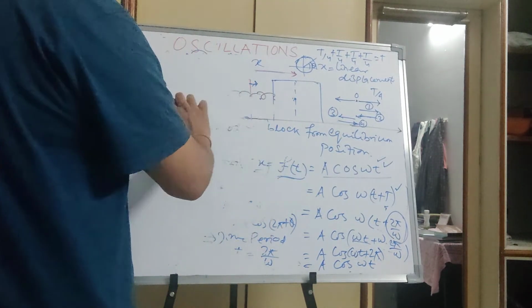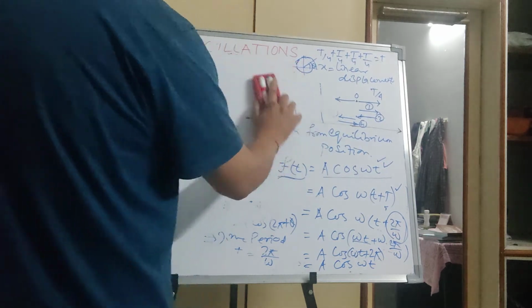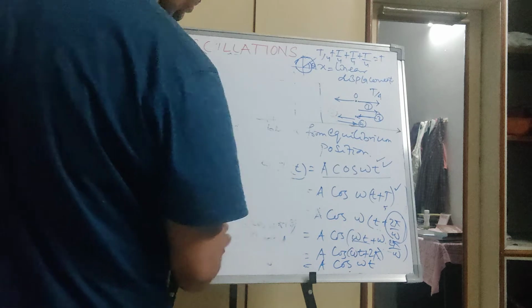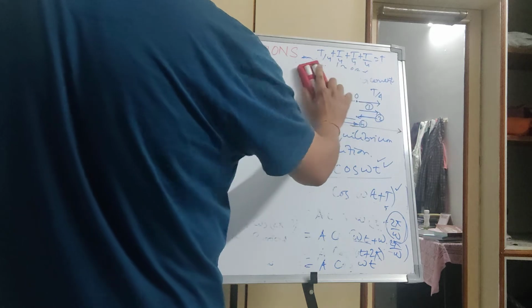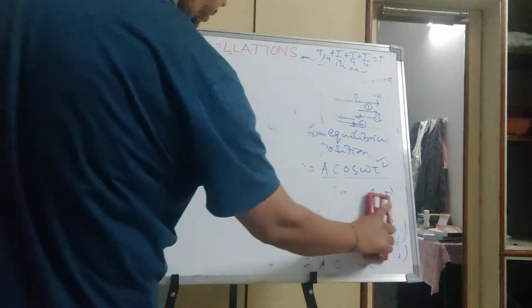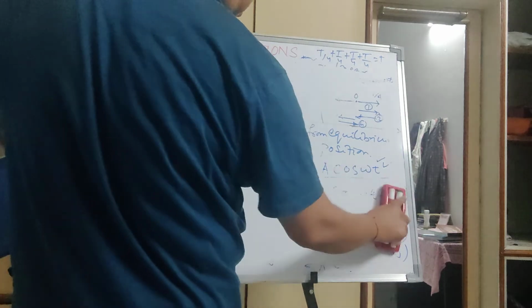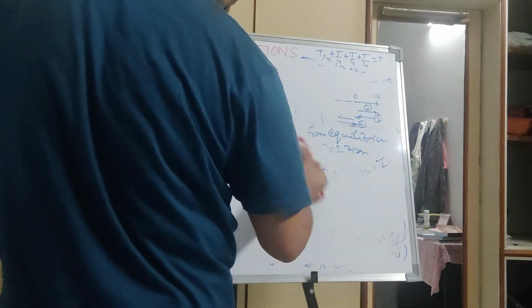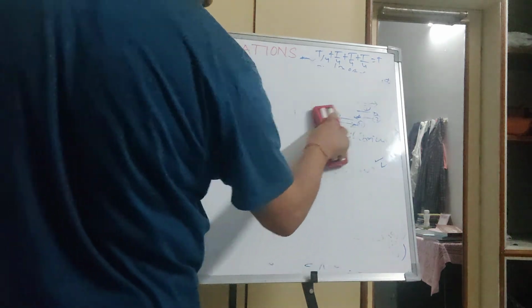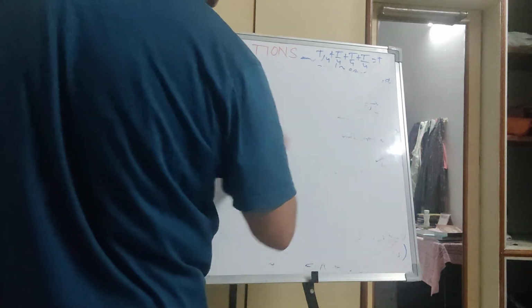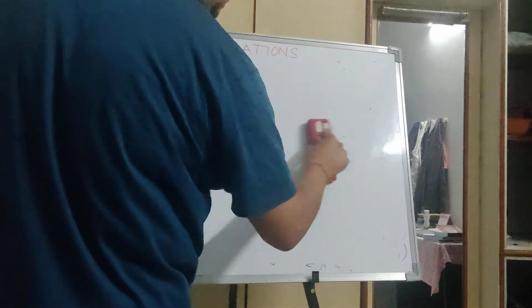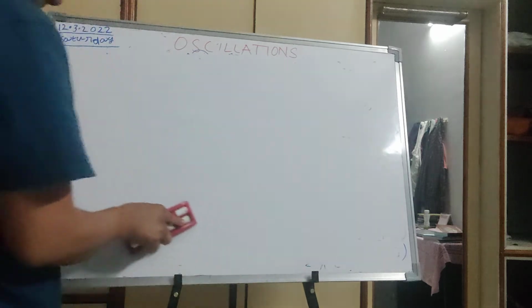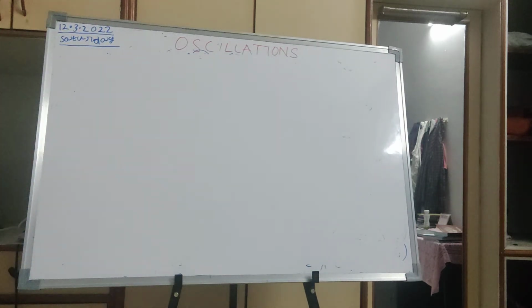So a cos omega t becomes a cos omega (t plus 2 pi by omega), a cos omega t. If you take out omega, it is t plus 2 pi by omega. So 2 pi by omega is your time period. That is very important. Time period is equal to 2 pi by omega. Omega is nothing but your angular frequency.